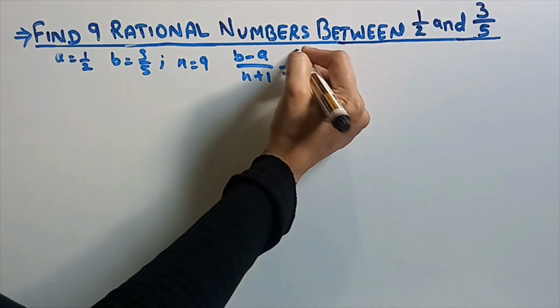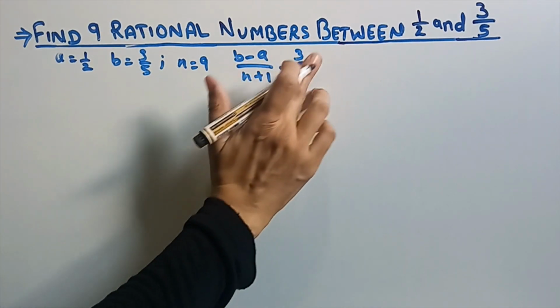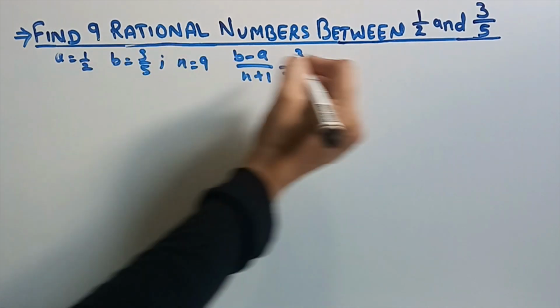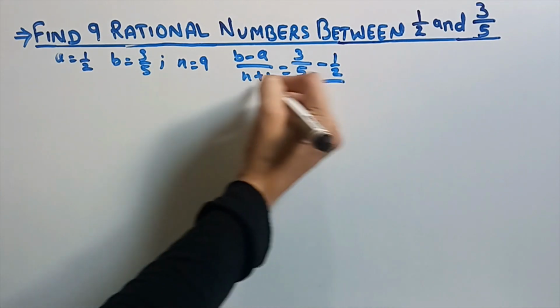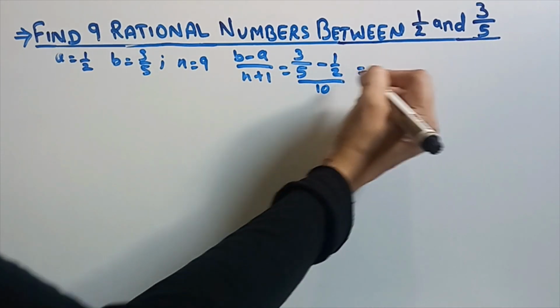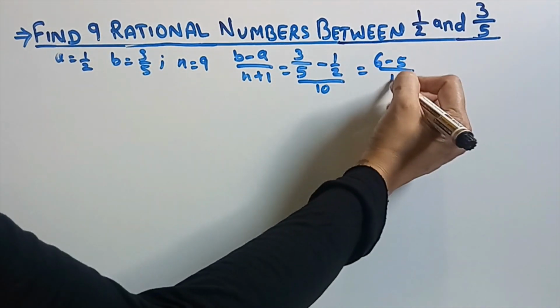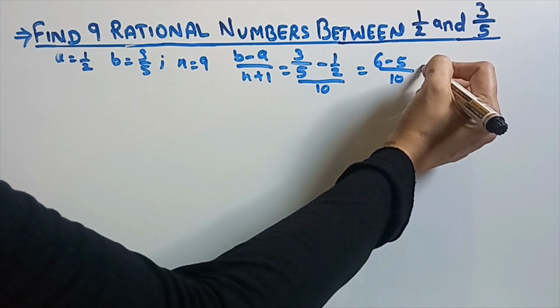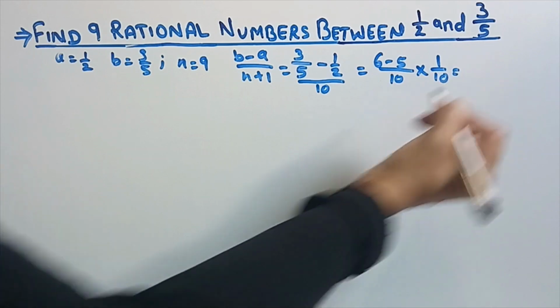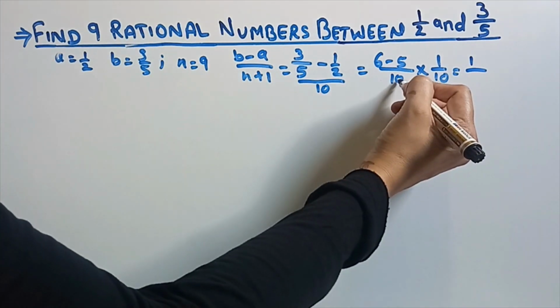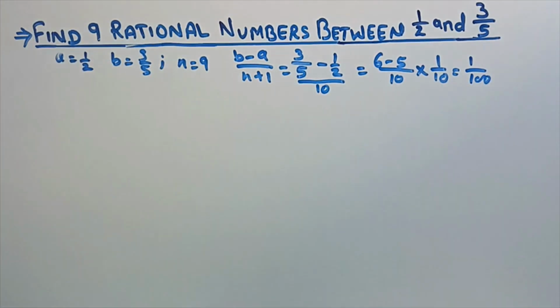Now our b is 3 by 5. Sorry. This 3 by 5 minus a is 1 by 2. This is divided by n plus 1, which is 10, is equal to, now multiply these two terms, 3 2s are 6 minus 5 1s are 5 divided by 5 2s are 10. Now this 10, I am putting a multiplication sign and taking inverse of it, so it will become 1 by 10. Now 6 minus 5 is 1 upon 10 into 10 is 100. Now this term we are going to use to find 9 terms between 1 by 2 and 3 by 5.